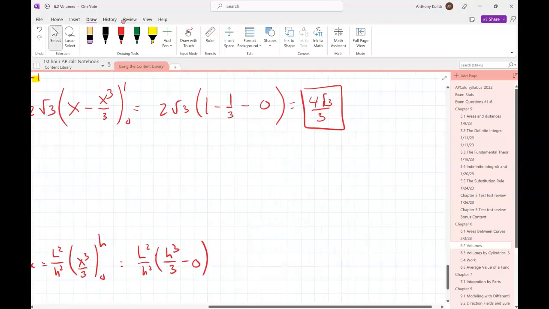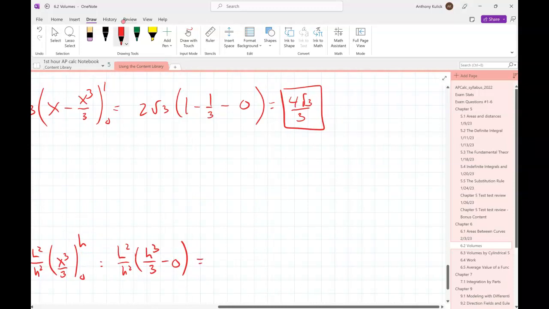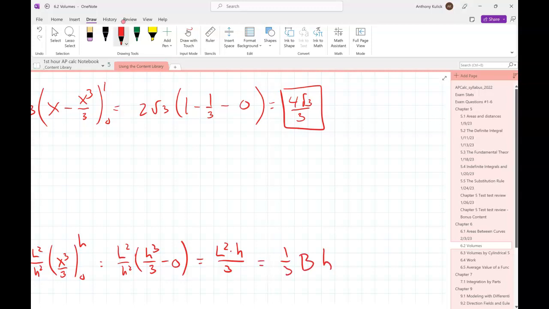So we do that, and we simplify down, and what do we end up with? L squared h over 3, which again should be no surprise, because what is this? This is 1/3 area of the base times the height, which I know is the volume formula for a pyramid. We've just kind of derived it using calculus. Everybody cool with that? That's our final answer.